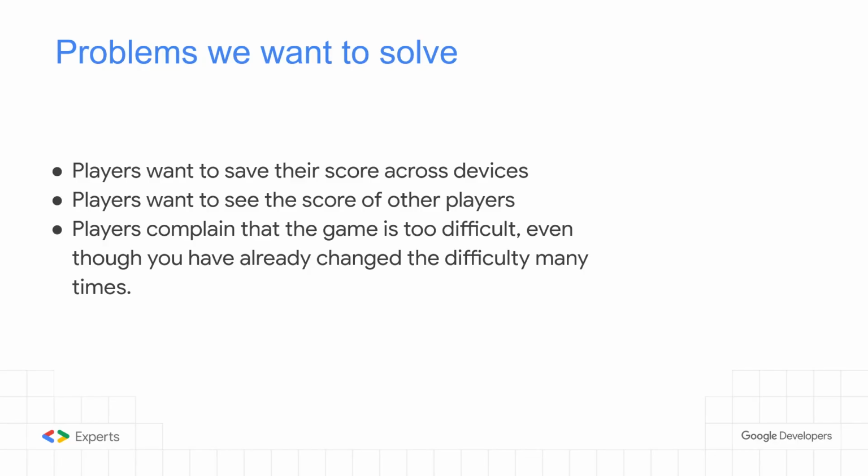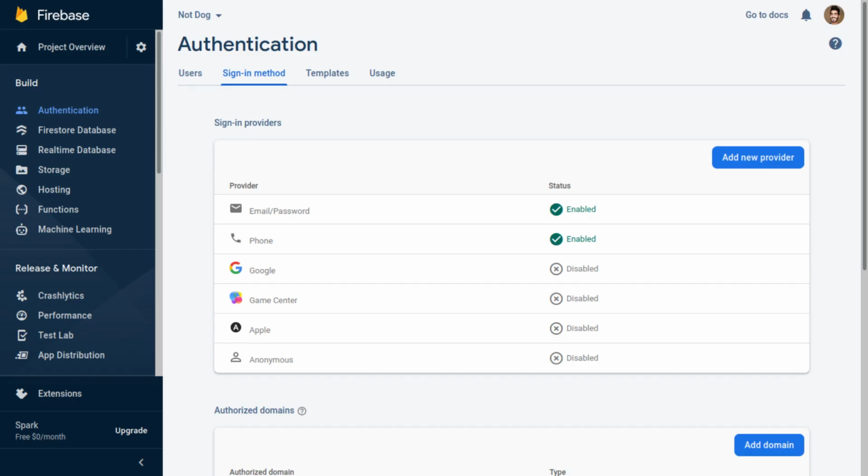So let's have a look at some common problems that game developers may face. Your players may want to save their scores and access them across different devices. Your players may want to see the score of other players. Some players may complain that your game is too difficult, while others complain that it's too easy and you can't find a middle term. First, let's have a look at authentication.